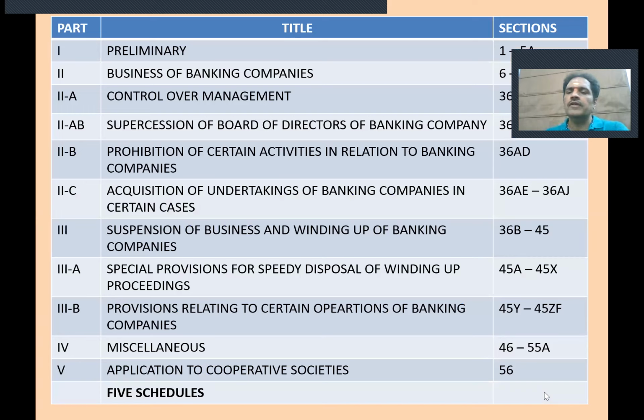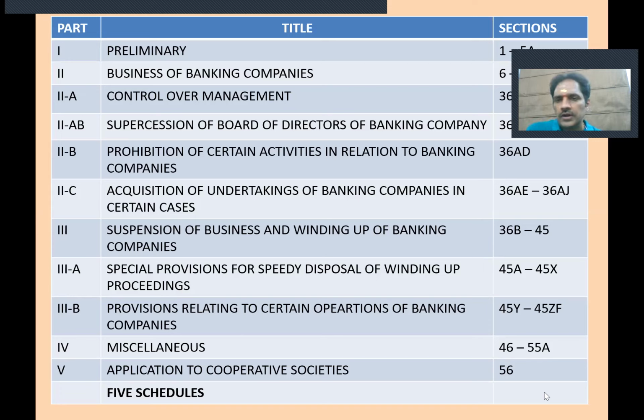So the gist of the Banking Regulation Act: there are 11 chapters in this, and there are 5 schedules, 4 operational. This is the scheme of the Act. There is a preliminary chapter. Then there is a chapter which talks about the business of a banking company, what it can do, what it cannot do. There is a chapter about control over management. Then a provision relating to supervision of the board of directors of a banking company where they are not functioning properly. Then prohibition of certain activities relating to banking companies.